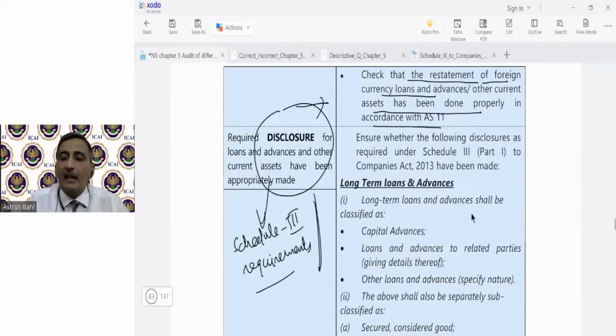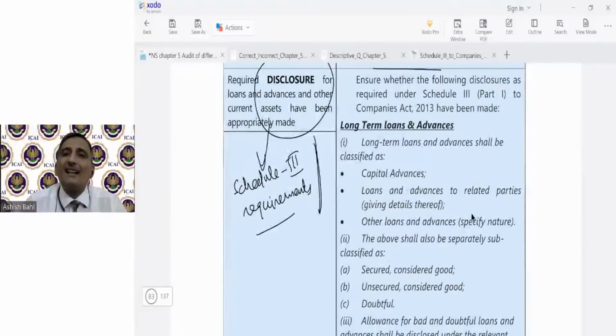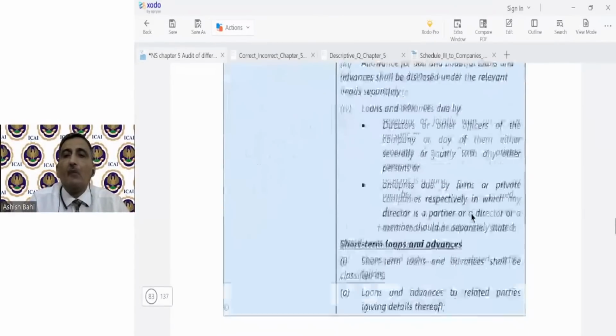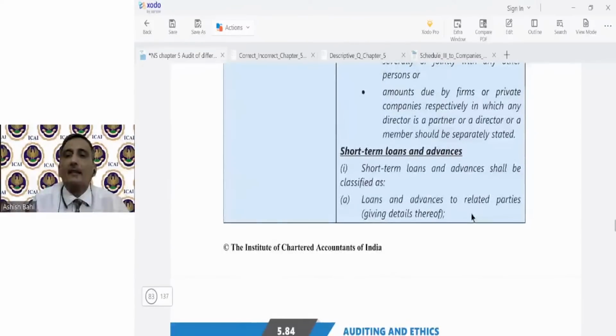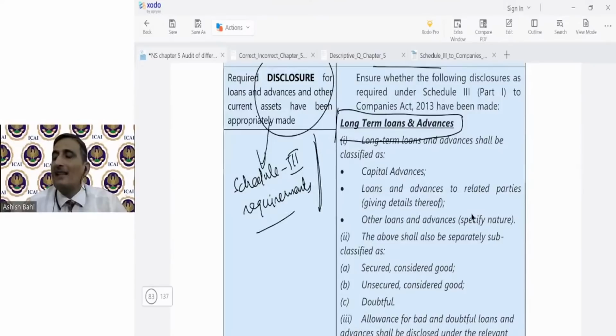So Schedule 3 Division 1 states that the following types of disclosures are necessary in the balance sheet of the company in respect of two things. Number one, long-term loans and advances, and number two, short-term loans and advances. So both of these are more or less similar. सो बोथ ऑफ दीज आर, अगर आप स्टूडेंट्स एक के पॉइंट याद कर लेंगे तो इसमें एक को छोड़ के बाकी सारे पॉइंट सिमिलर है.